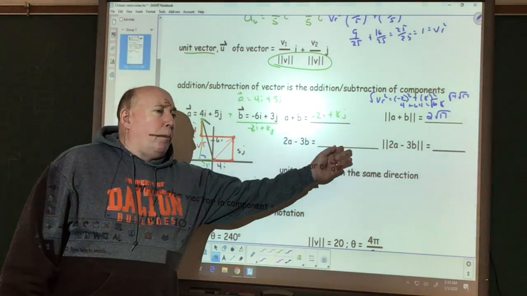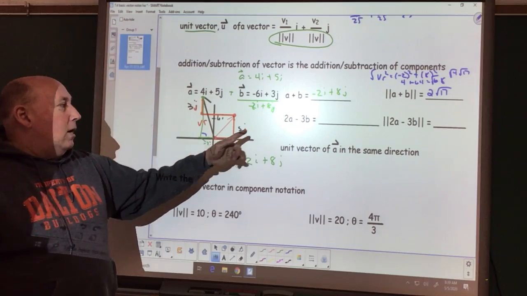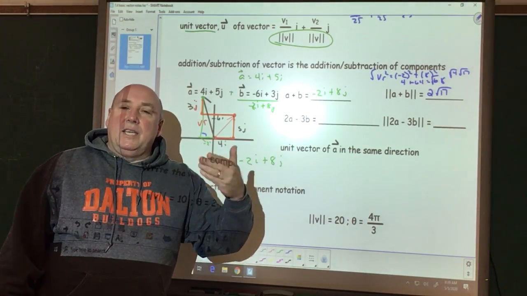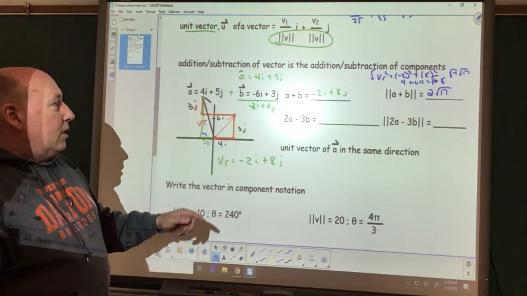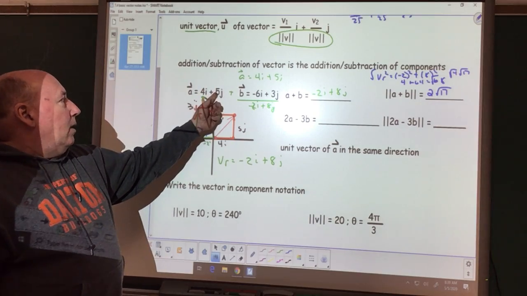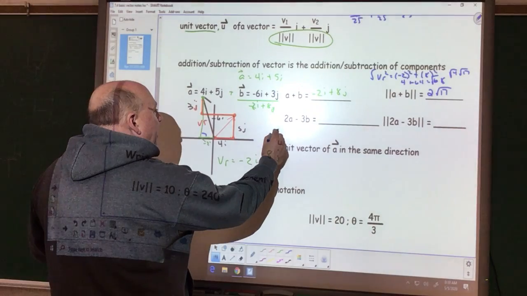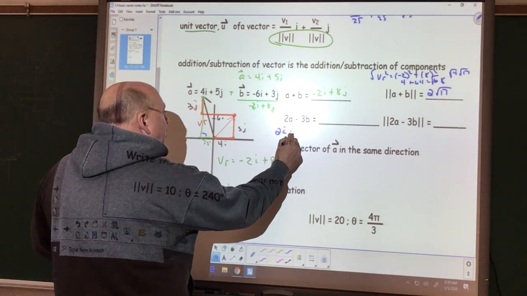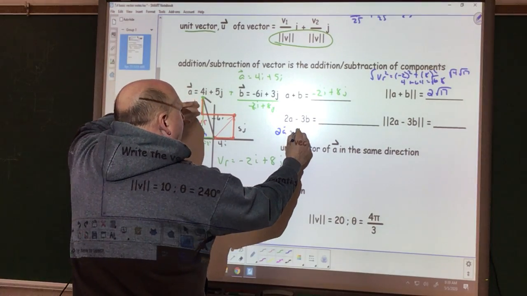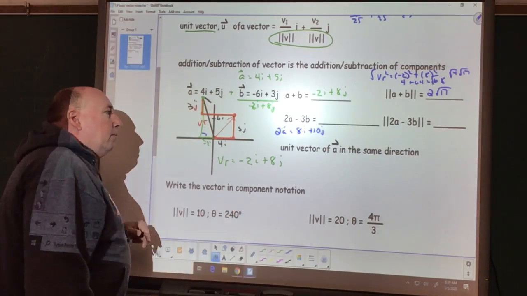Now what happens when we put scalars on the 2A and the 3B? Nothing much. We just deal with the distributive property. So if A is equal to 4i plus 5j, 2A is going to equal 2 times each one of these components. So we have 8i plus 10j.